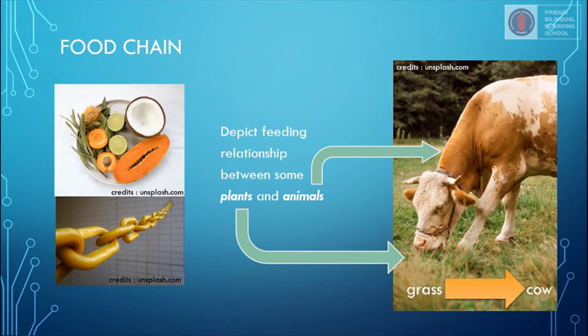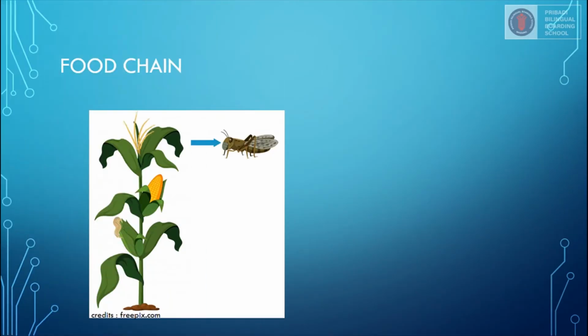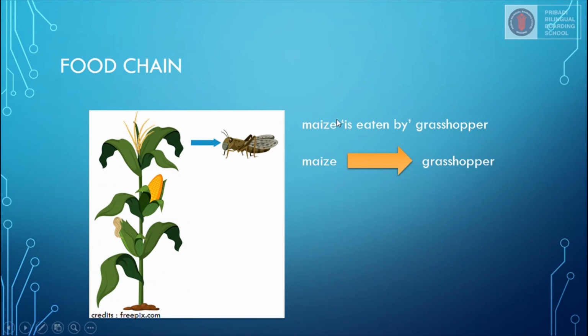Let's see another example. From this picture you see there is a plant and an animal. The plant is maize and the animal is this grasshopper. So we can say maize is eaten by grasshopper, or to draw the food chain, we can do it like this. Maize, arrow to the grasshopper. It means that the maize is eaten by the grasshopper.